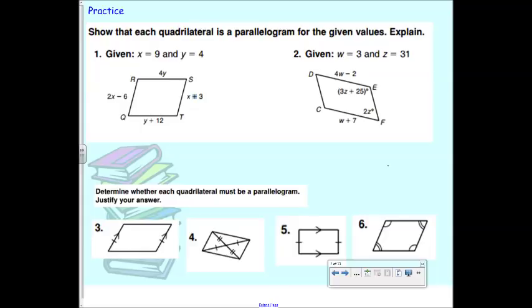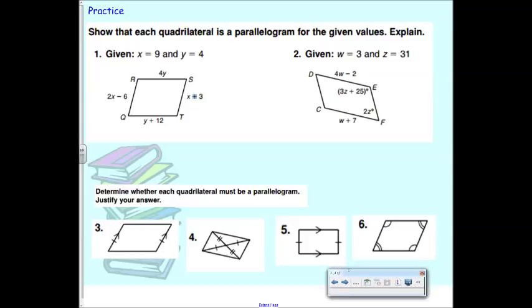Good, which is why number 3 is a yes, because the same ones are parallel and congruent. All right, number 4, what's the justification there? Yes, but why? Diagonals bisect each other. Good. And then what about 6? Yes or no? Yes. Why? Opposite angles are congruent. Good.